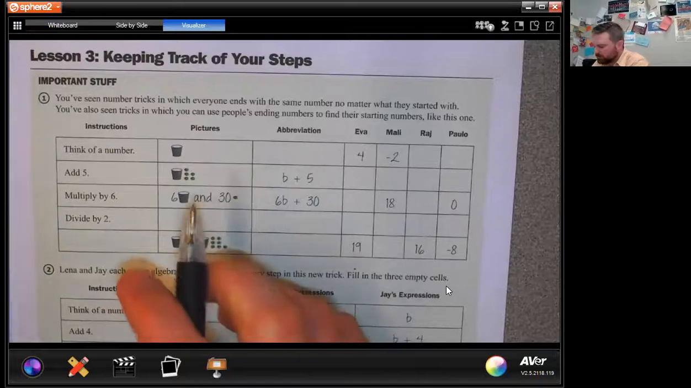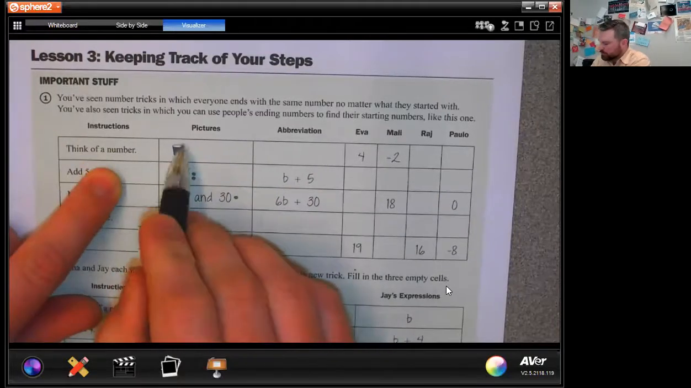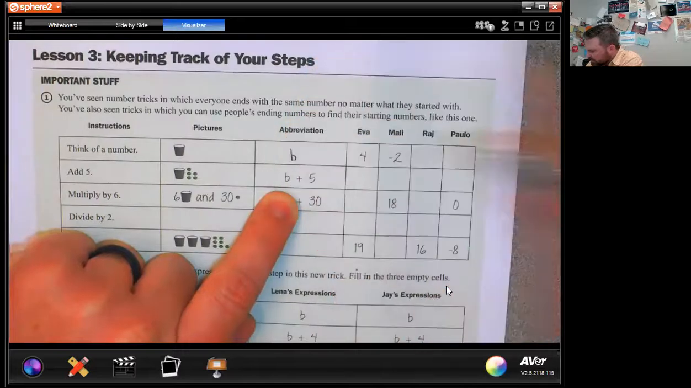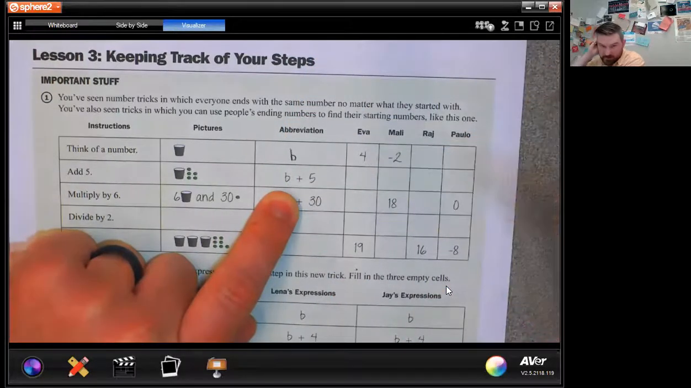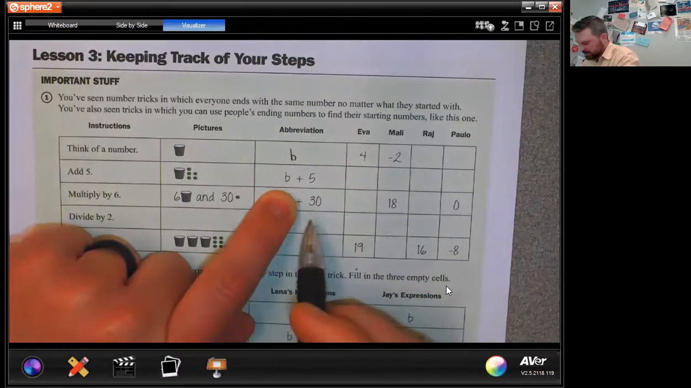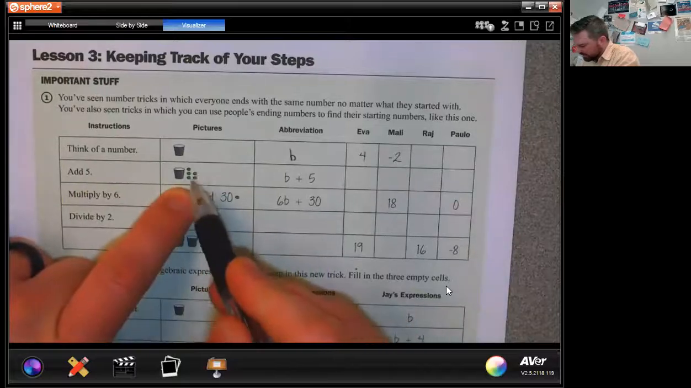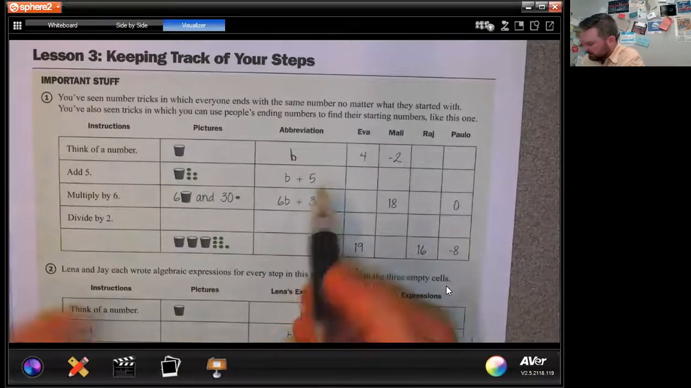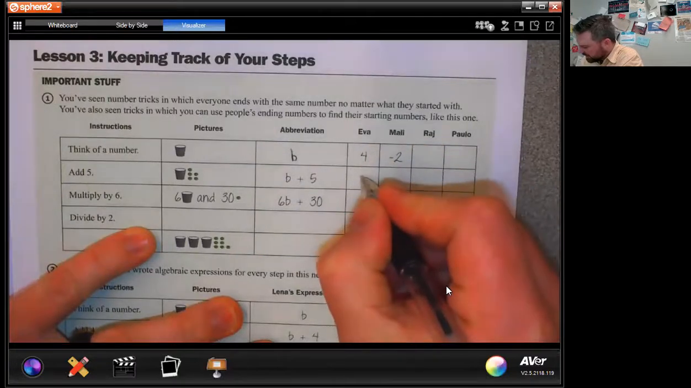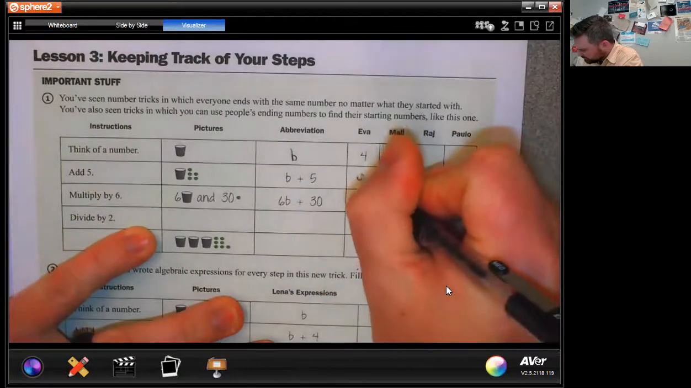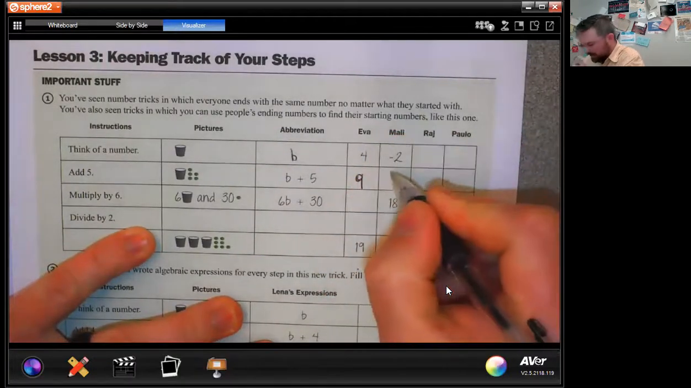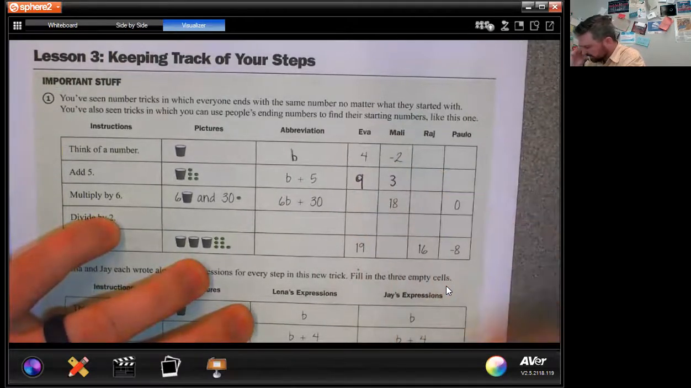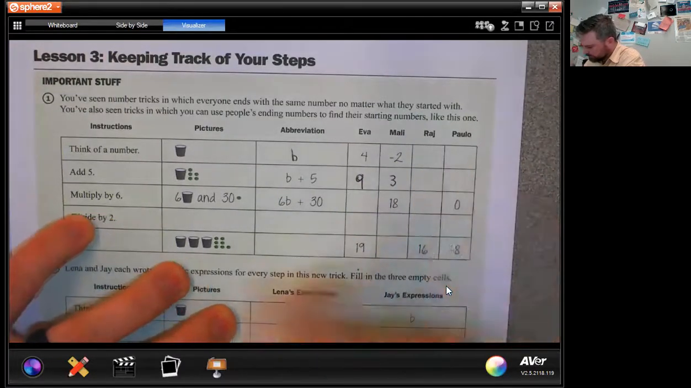Okay, so think of a number that is represented by a bucket, and in this case, they use the abbreviation B. It looks like a couple of them already have their numbers. So we're going to add 5. We've added 5 dots to that, so that is B plus 5. If I add 5 to 4, I get 9. And -2 plus 5 is 3.